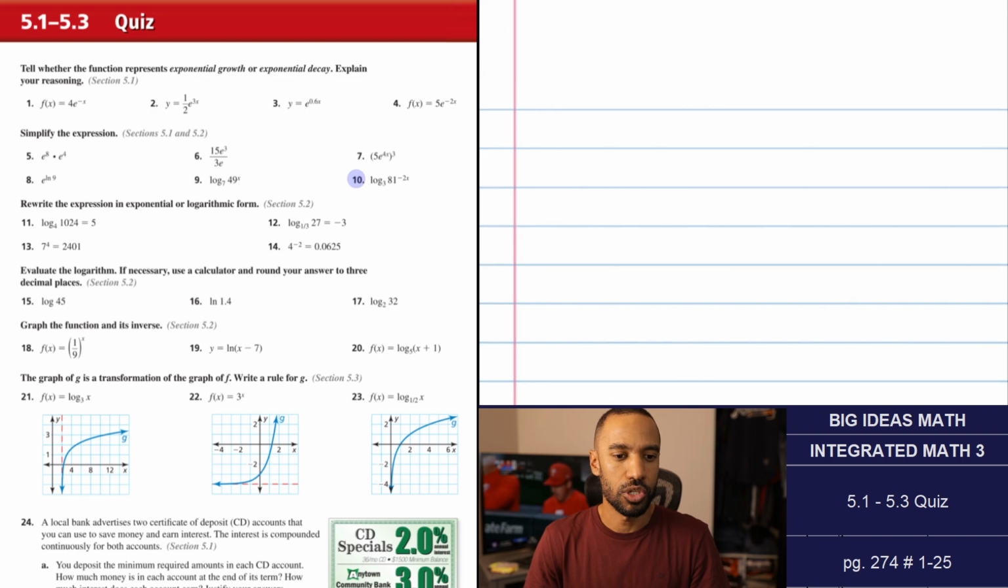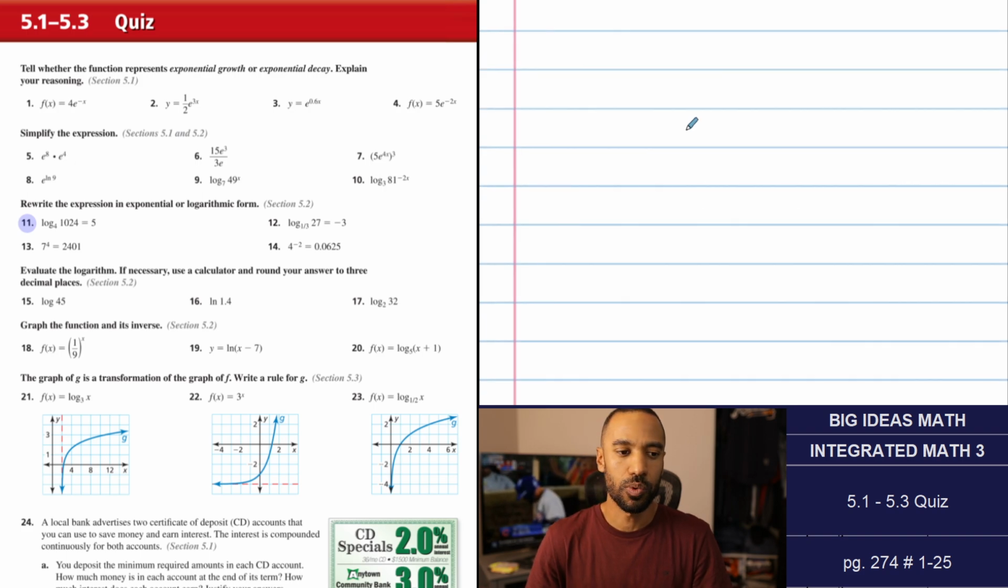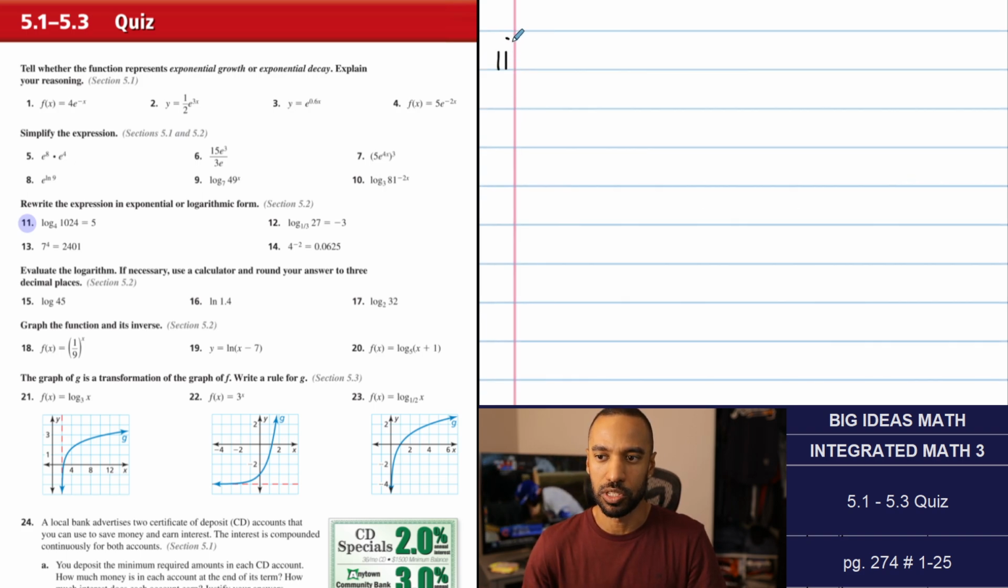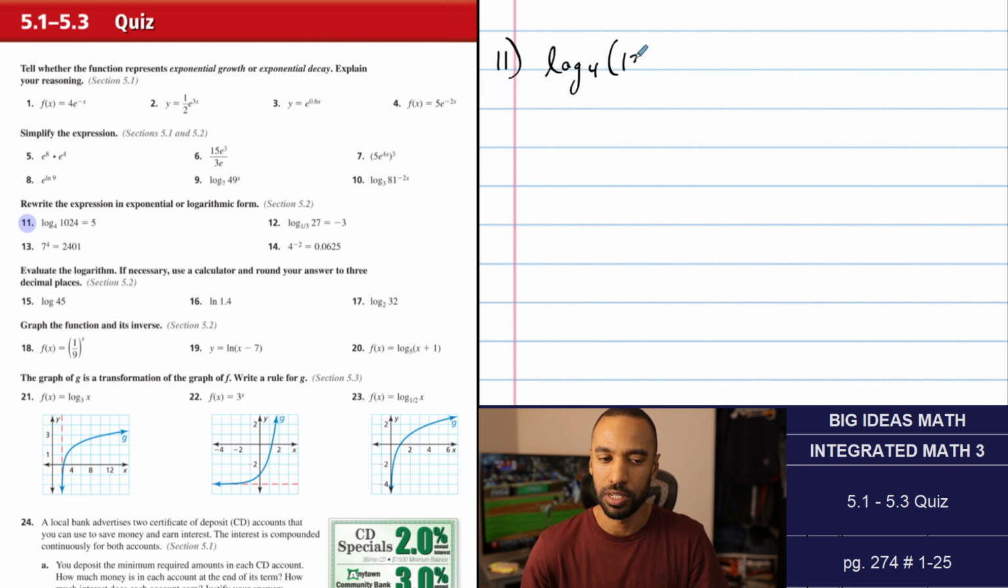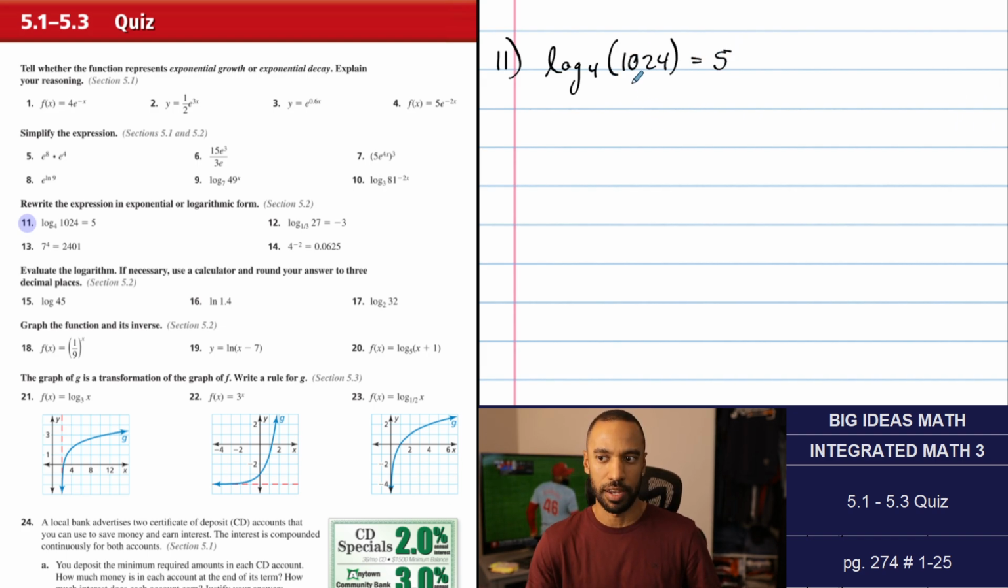Okay, let's move on to numbers 11 through 14, where we rewrite in exponential form or logarithmic form, one or the other. This would have made a little more sense to have these before numbers 8, 9, and 10, specifically 9 and 10. But here we have log base 4 of 1,024 equals 5. This is a true statement. They're not asking you to solve anything. They're asking you to rewrite this in exponential form from its logarithmic form.